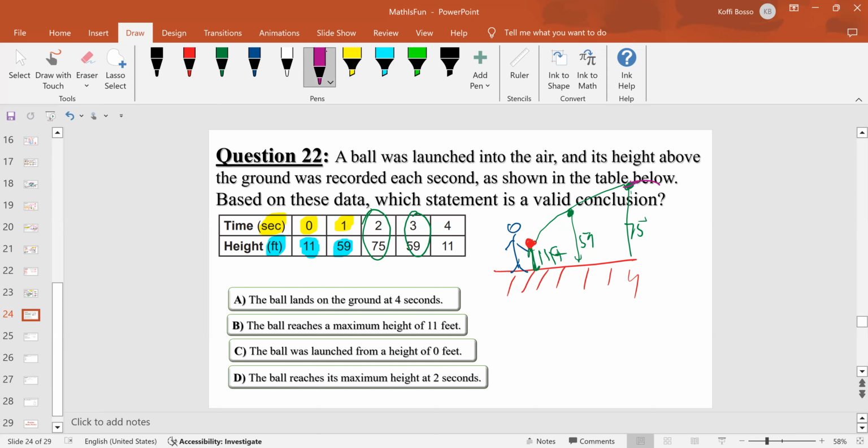So now from here, suppose from here, the same level, which is again 59. So this is the ground.